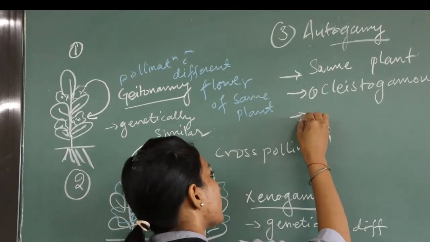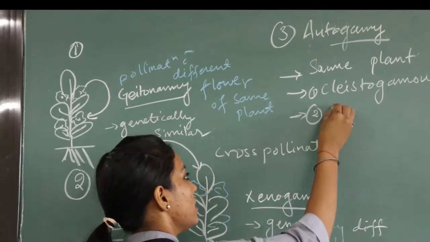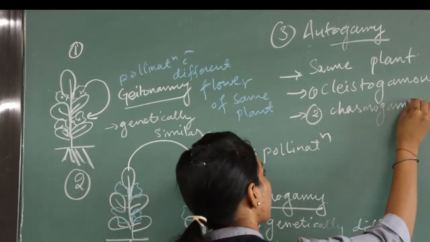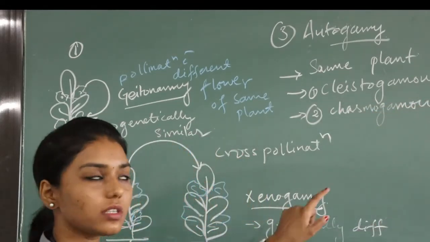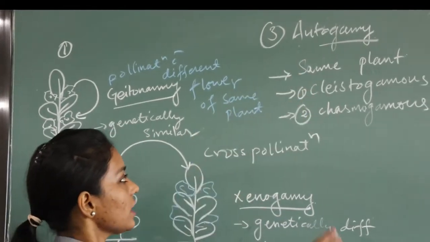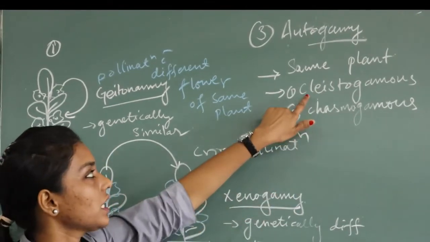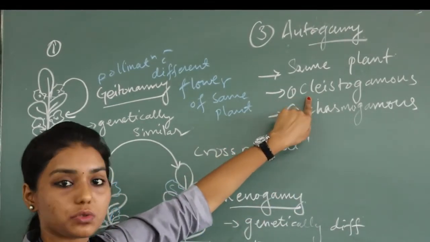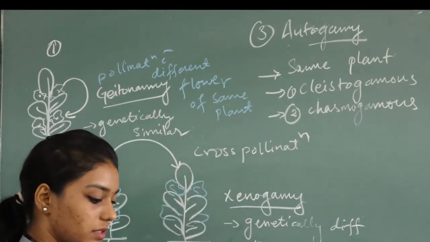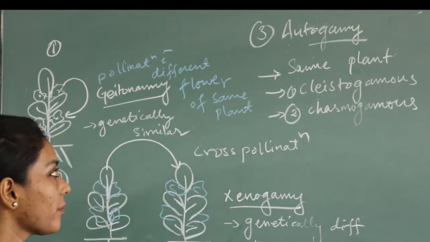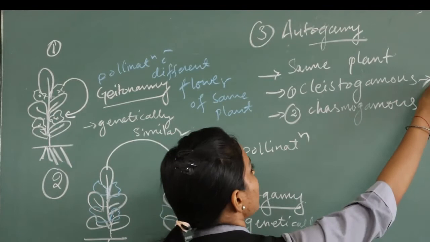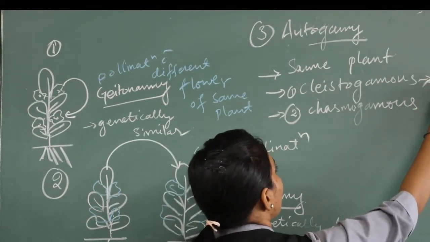The conditions which favor autogamy are cleistogamous and chasmogamous. These are the two conditions which favor autogamy. Now we will see cleistogamy. In cleistogamy, the flowers remain closed. When flowers remain closed, no alternative to self-pollination occurs. Over here, the flowers are closed.